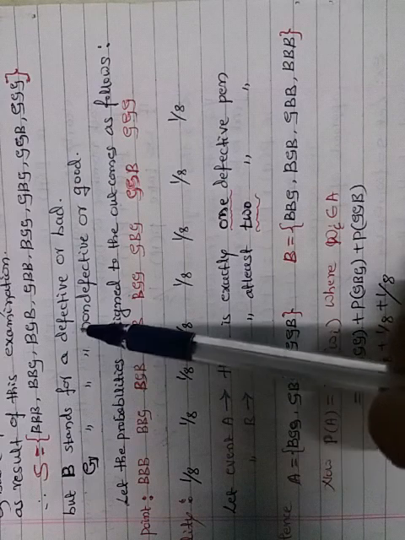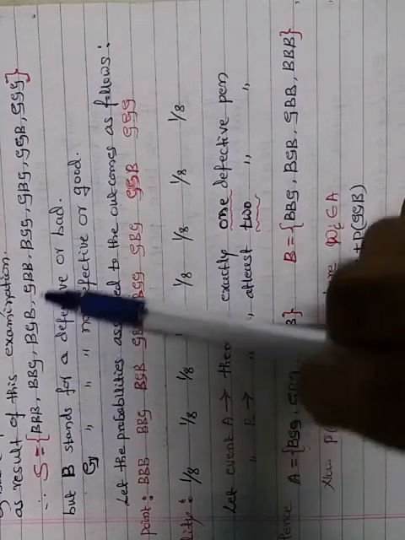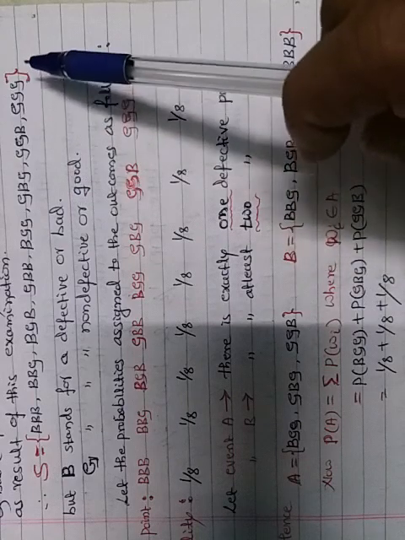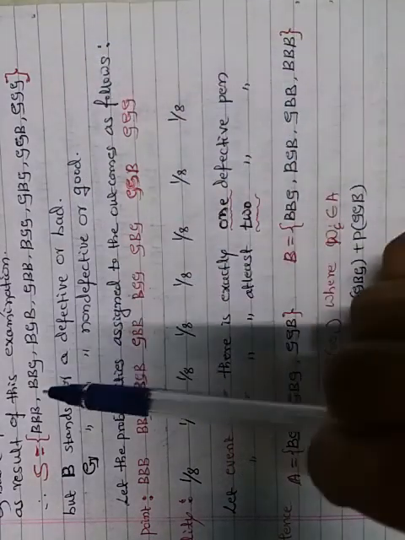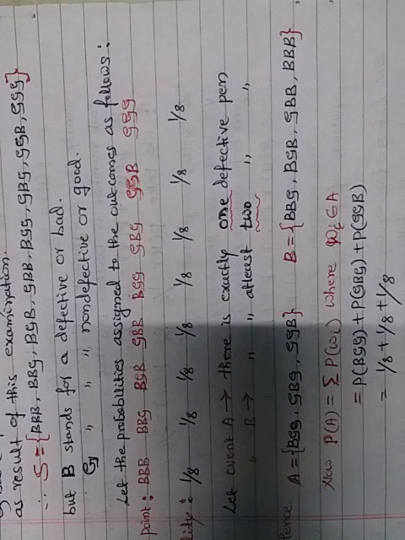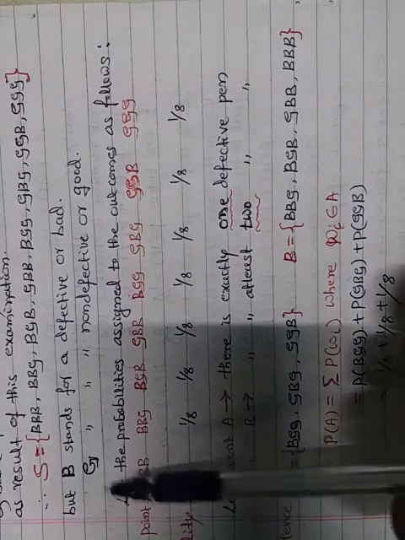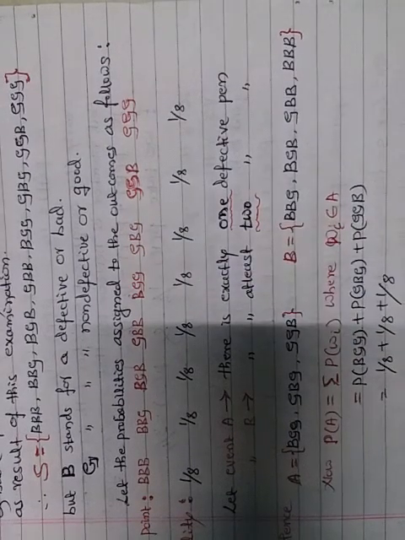How many outcomes in the sample space do we have? 1, 2, 3, 4, 5, 6, 7, 8. The total number is 8 outcomes. Because they selected bad pens and good pens. Good conditions are denoted by capital G; they are non-defective. Bad condition pens are denoted by capital B; they are defective.